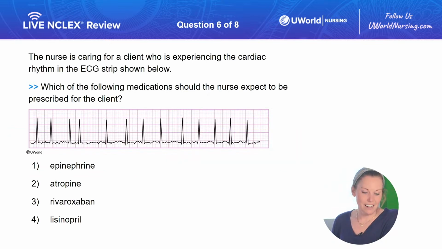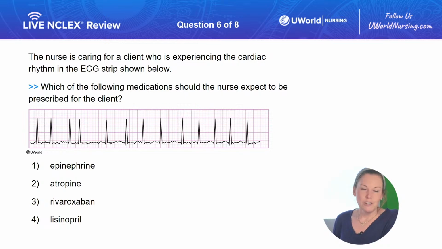All right, Question 6, moving right along. The nurse is caring for a client who's experiencing the cardiac rhythm in the ECG strip shown below. Which of the following medications should the nurse expect to be prescribed to the client? Option 1, epinephrine. Option 2, atropine. Option 3, rivaroxaban. Option 4, lisinopril. Let us know what you guys think.